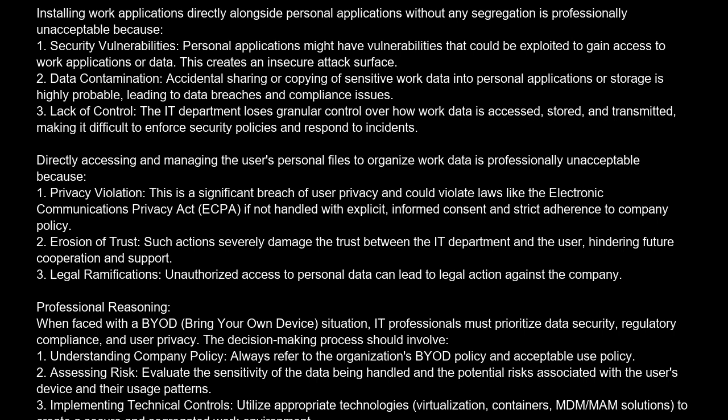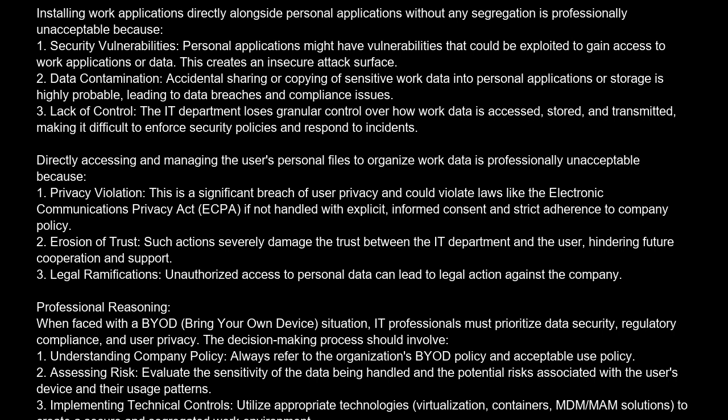Directly accessing and managing the user's personal files to organize work data is professionally unacceptable because 1. Privacy violation. This is a significant breach of user privacy and could violate laws like the Electronic Communications Privacy Act (ECPA) if not handled with explicit, informed consent and strict adherence to company policy. 2. Erosion of trust. Such actions severely damage the trust between the IT department and the user, hindering future cooperation and support. 3. Legal ramifications. Unauthorized access to personal data can lead to legal action against the company.